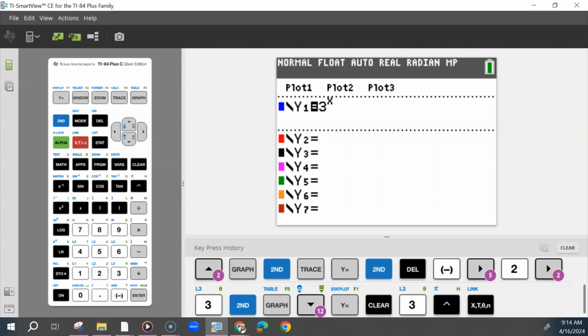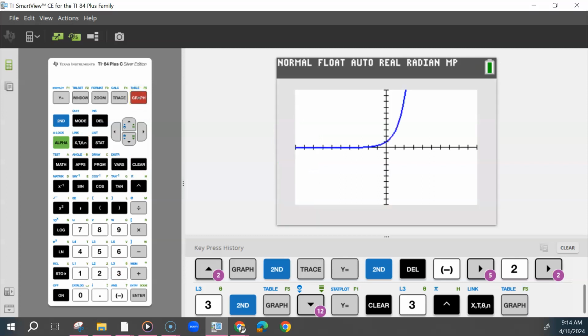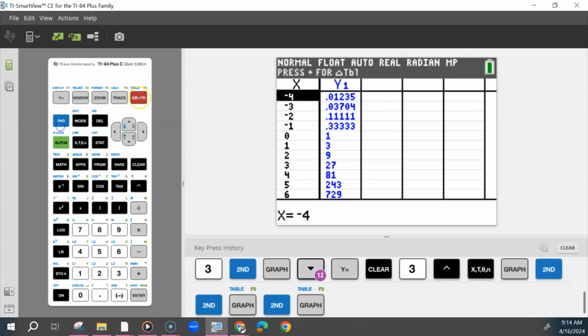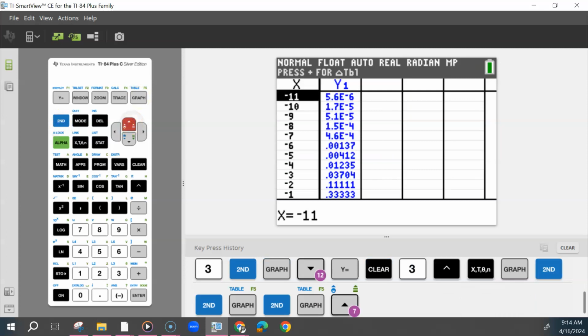And then I'm going to graph it. And it looks like it's on the x-axis. But if you go into the table and you start going backwards, you see that we're in scientific notation, there's so many zeros in front of whatever the decimal is, it's never actually at 0. It's just getting really, really, really small.